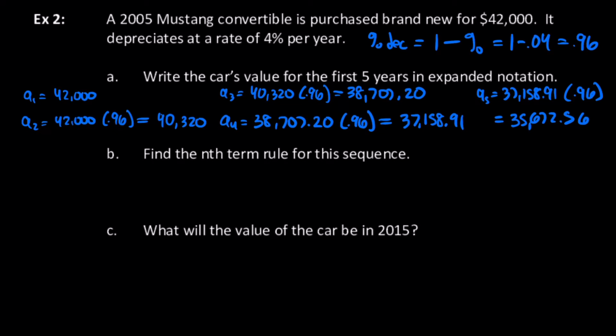It says find the nth term rule for the sequence. Okay, so what do we know? We know a sub 1 is 42,000. We know r is 0.96. So my a sub n rule, a sub n equals a sub 1, 42,000, times r, 0.96 to the n minus 1.